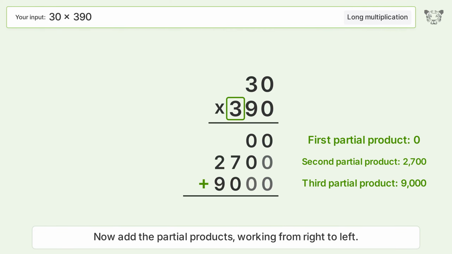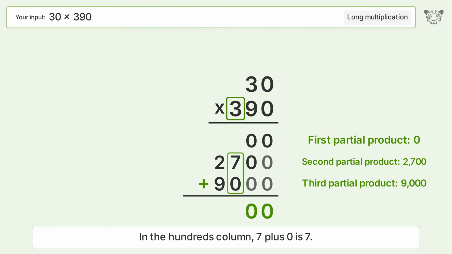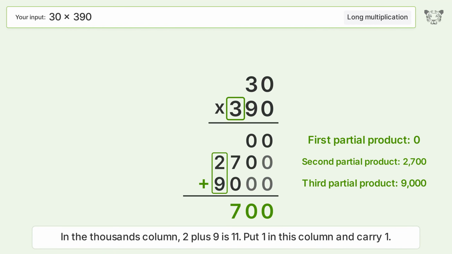Now add the partial products, working from right to left. The ones and tens columns each add to 0. Move right to left, one column at a time. In the hundreds column, 7 plus 0 is 7. In the thousands column, 2 plus 9 is 11.